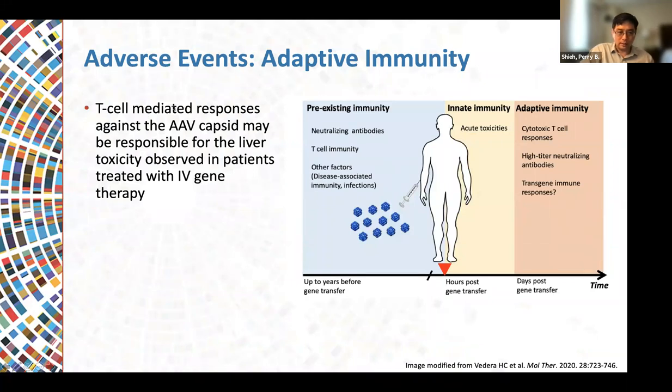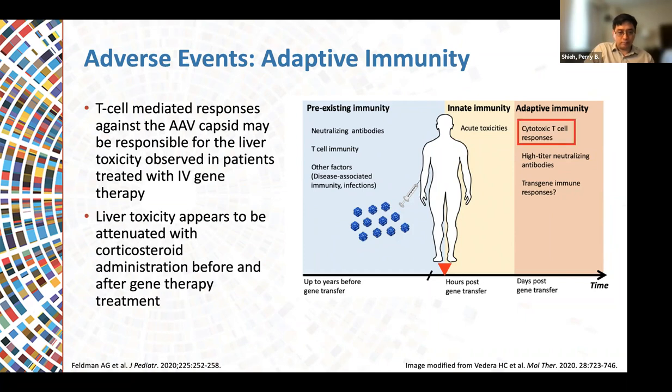And then there's adaptive immunity. This is T cell mediated responses. And this is largely responsible for the liver issues we're seeing, some of the AST and ALT elevations that happen a little bit later on, about 3 to 4 weeks out after gene therapy. And this is in part why we're sometimes giving high doses of steroids, or even pre-treating and continuing with steroids. So steroids do seem to attenuate this, and it may be some inflammatory reaction that's happening in the liver.